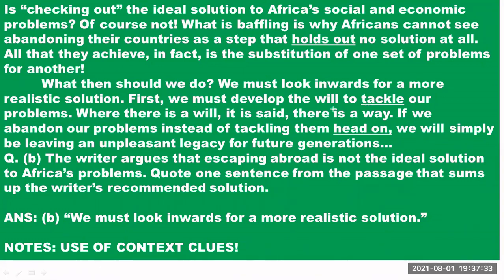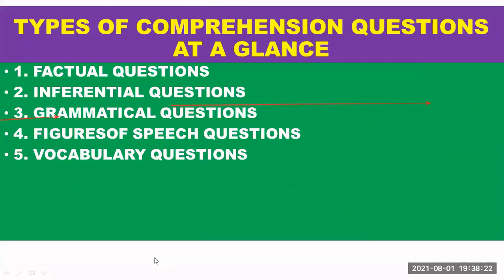For instance, he says here, we must develop the will to tackle our problems. And he continues to say, where there is a will, it is said there is a way. If we abandon our problems instead of tackling them head on, we will simply be leaving an unpleasant legacy for future generations. Now, again, you can see that the major thing he said here, which sounds like the more realistic solution he's talking about, is that we must develop the will to tackle our problems. That's just the description. All right, so let us go back to that particular aspect of the question.